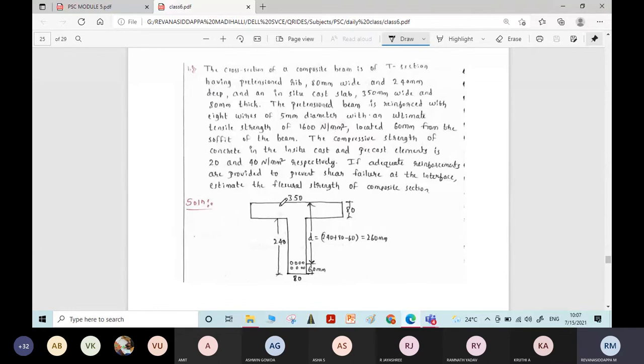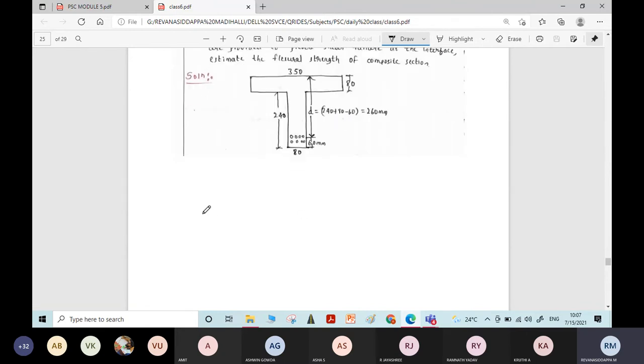See, the overall depth is given, meaning the depth of flange and the depth of rib are given. Adding both and subtracting the cover gives the effective depth, which I have calculated as 260 mm. The compressive strength of the concrete in the in situ cast and precast elements is 20 and 40 N/mm² respectively. If adequate reinforcement is provided to prevent shear failure at the interface, estimate the flexural strength of the composite section. Write all the given data first. All the geometric properties are written in the figure itself.